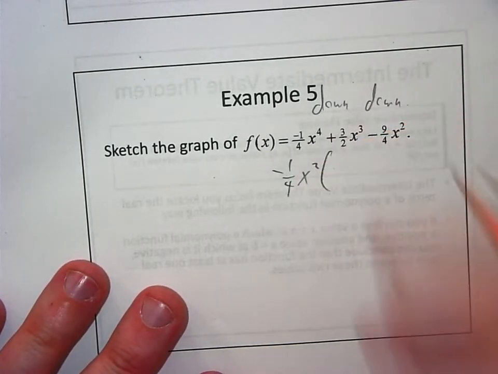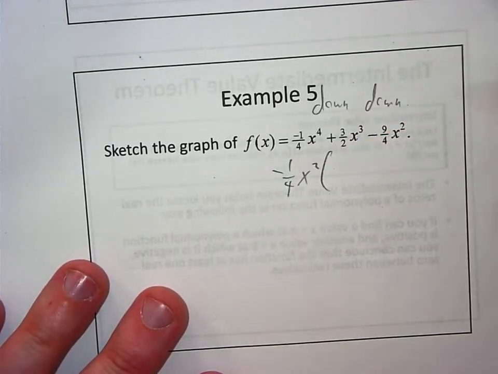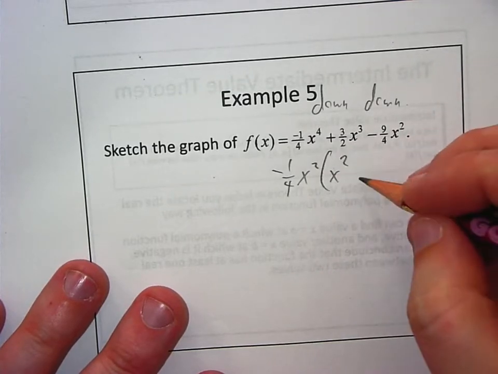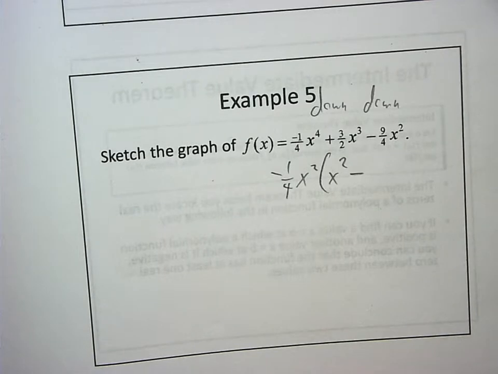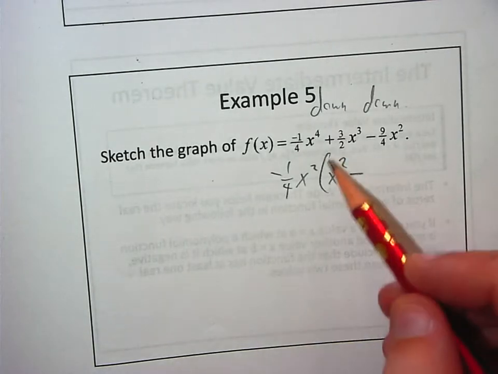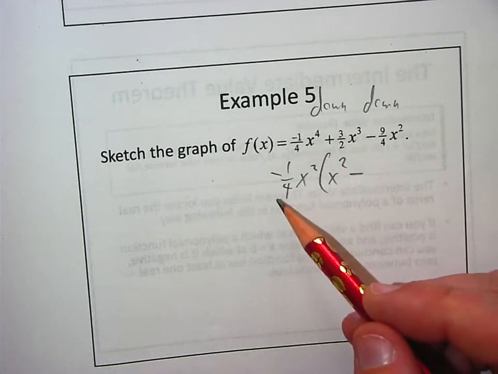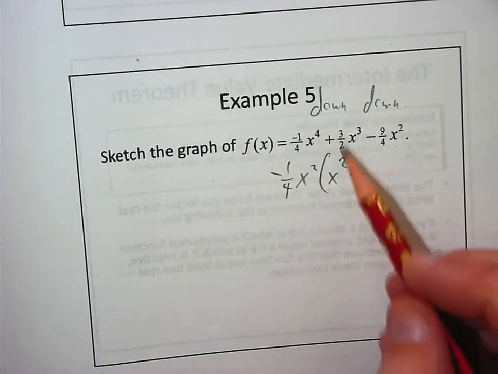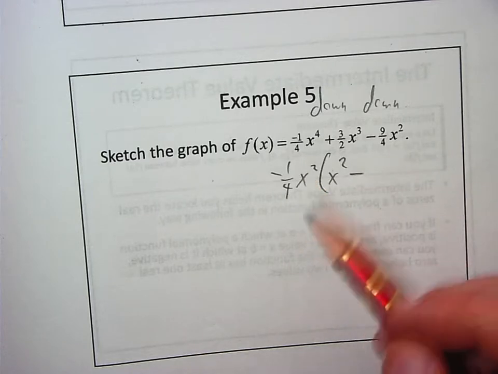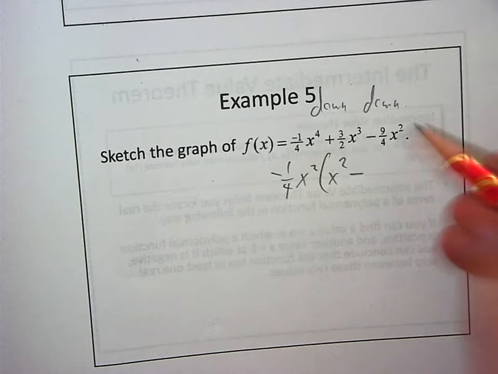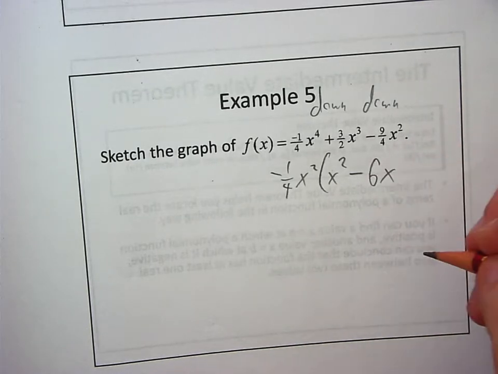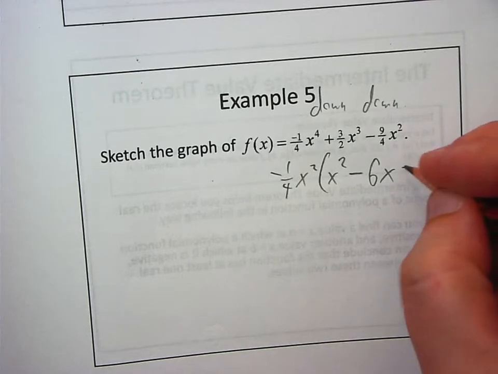So what do I have for the first term after I take out negative 1/4 x squared? X squared. And then next will be minus what? Now stop and think about it for a second. When you're factoring it out, you're literally dividing by 1/4, right? 6. So 6, because 3 halves divided by 1/4 is the same as taking 3 halves times 4. 3 halves times 4 gives you 6x. And then lastly, plus 9.